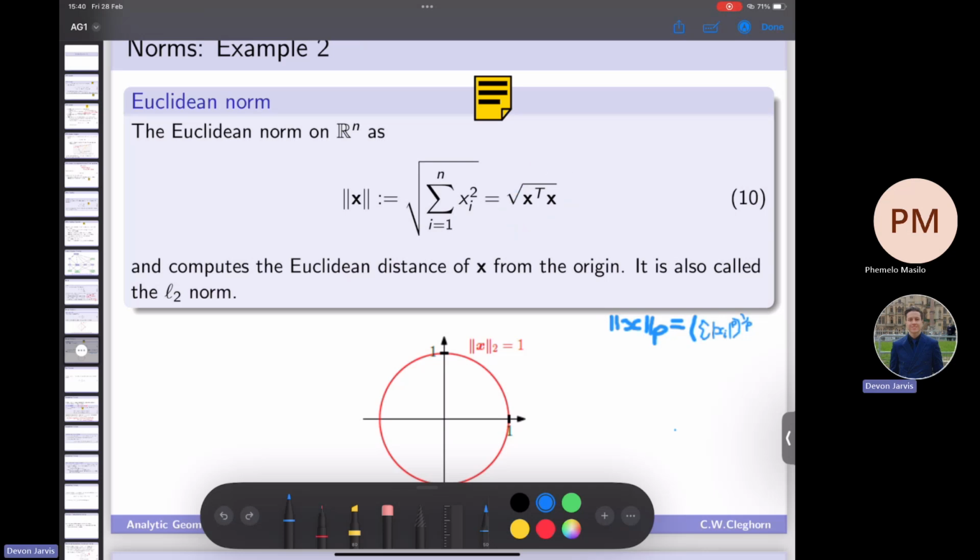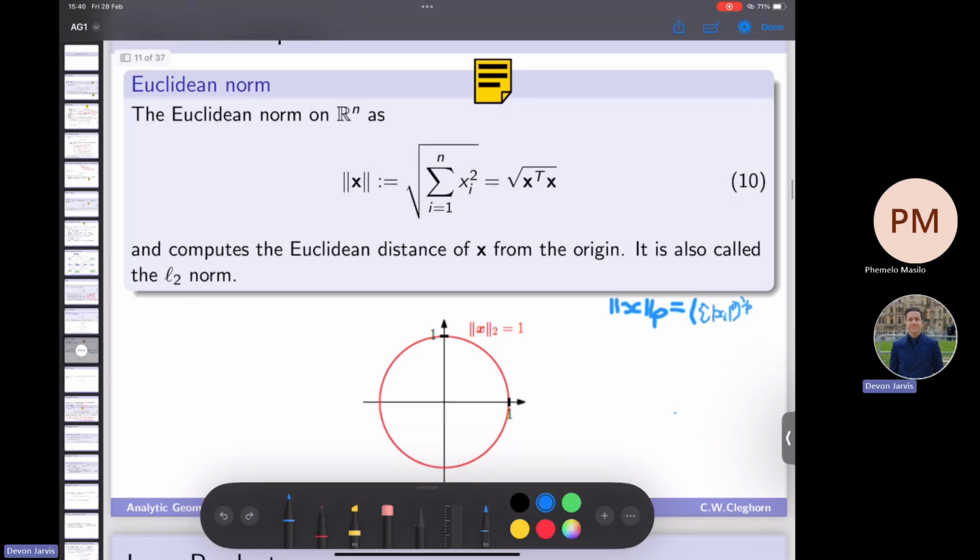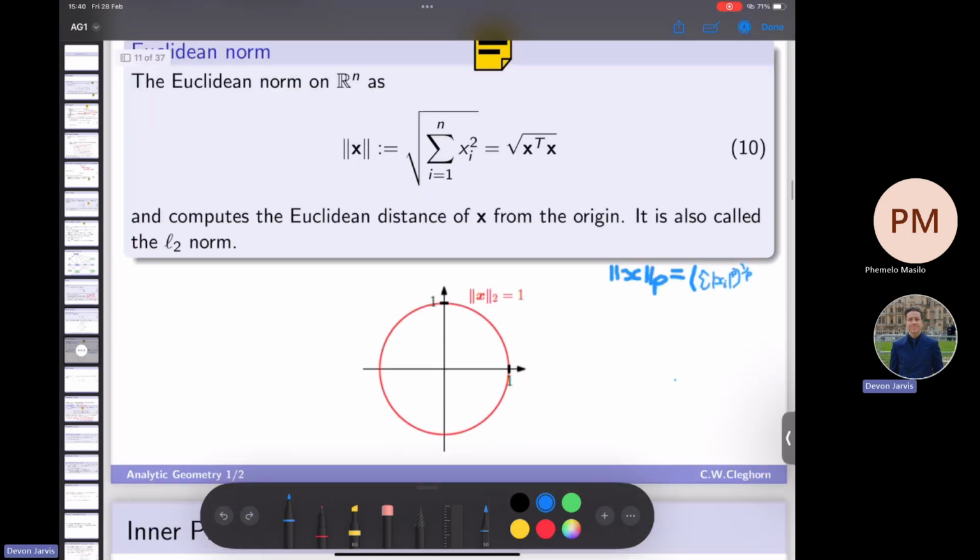Okay? It corresponds to applying this operation here, which we're going to get to in a second, which is known as the dot product. But essentially, it's just the same as saying I take all of the elements of my vector independently, square them, and sum them up. Okay, this computes the Euclidean distance of x from the origin. It's called the L2 norm.